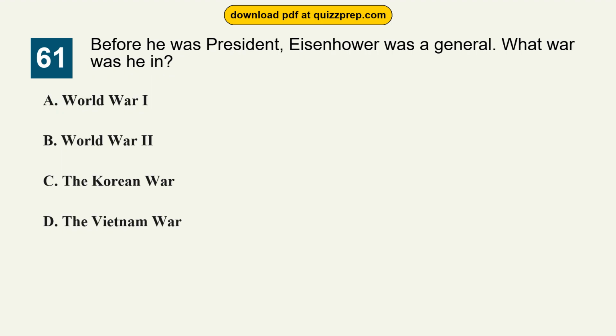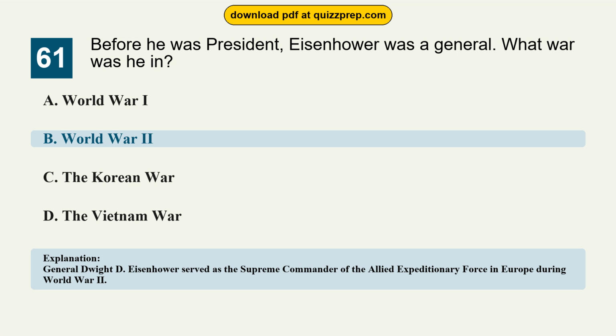Question 61. Before he was president, Eisenhower was a general. What war was he in? Option A, World War I. Option B, World War II. Option C, the Korean War. Option D, the Vietnam War. The correct answer is option B, World War II. General Dwight D. Eisenhower served as the supreme commander of the Allied Expeditionary Force in Europe during World War II.